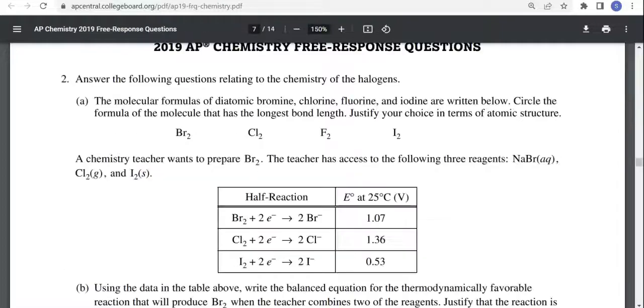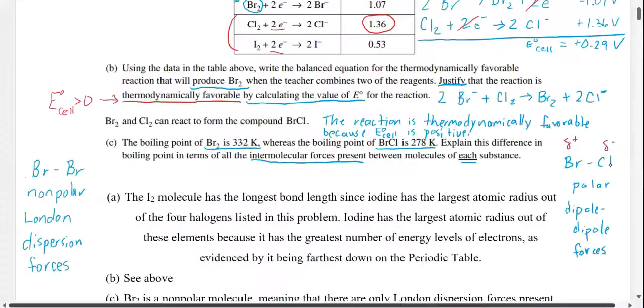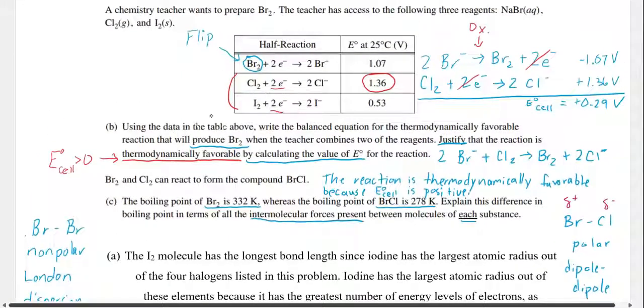Alright, so part B was the question about how we wanted to produce Br2 using a thermodynamically favorable reaction. So I said, well, that means that we need to flip this half reaction to produce bromine, because right now bromine is written as a reactant.